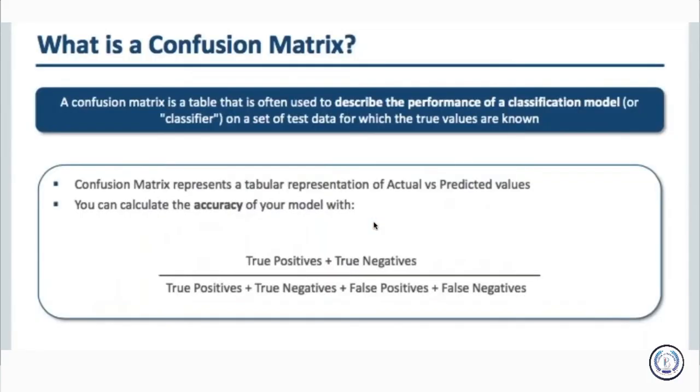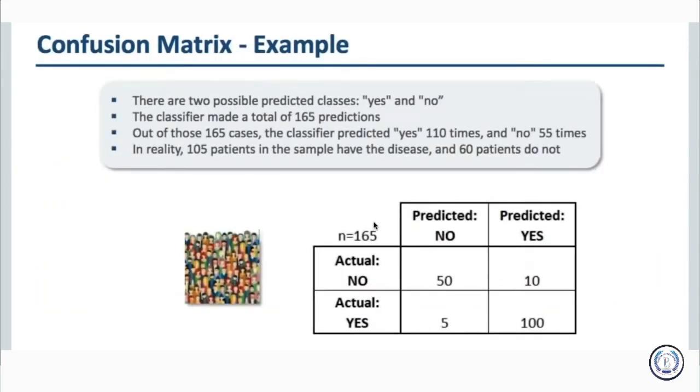Now let's come back to the last topic called confusion matrix. Confusion matrix is again a very straightforward method to calculate the performance of an algorithm, and basically that is a classification algorithm. It's used pretty heavily, and it works on the concept of true positive, true negative, false positive, and false negative. Let's try to understand confusion matrix with a simple example. Here we have information about 165 cases of patients. Out of 165, 105 have the disease and 60 patients do not have the disease. And the classifier predicted yes 110 times and no 55 times.